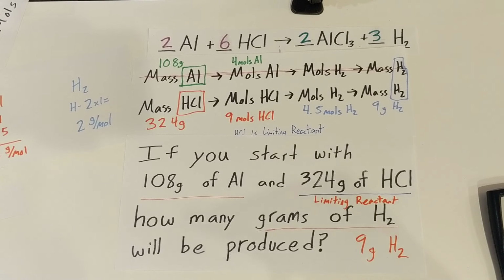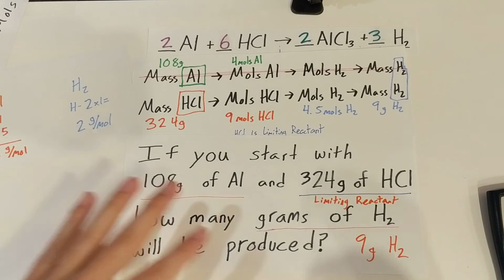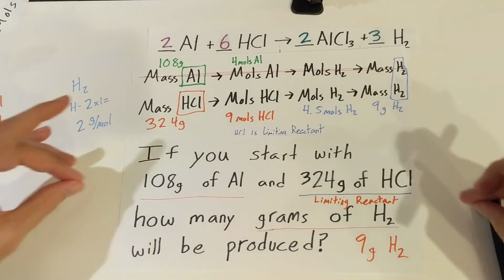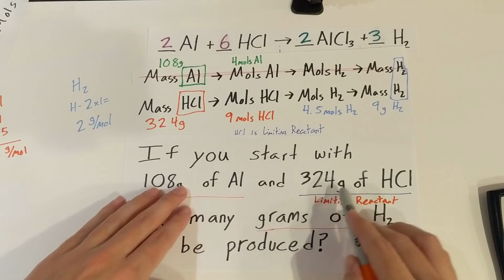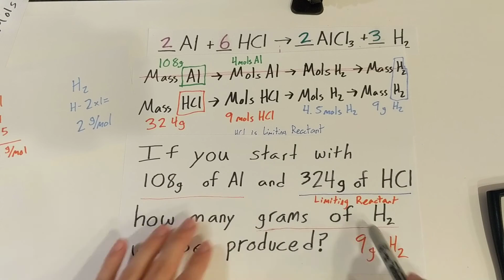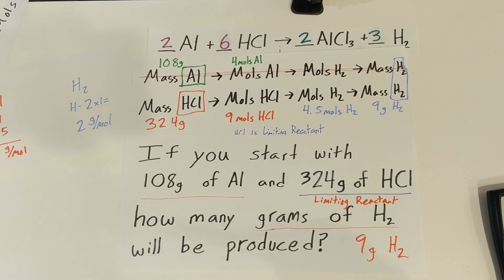So I'm hoping using these steps can help you solve any problem like this, where we're going from mass of a couple of reactants to finding the mass of a product, and identifying the limiting reactant as well.